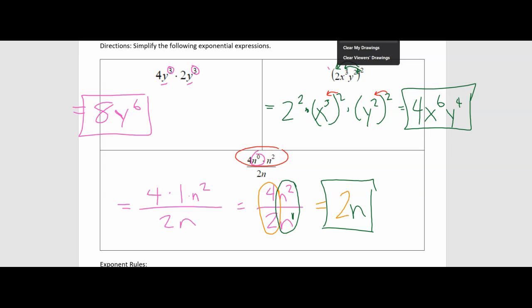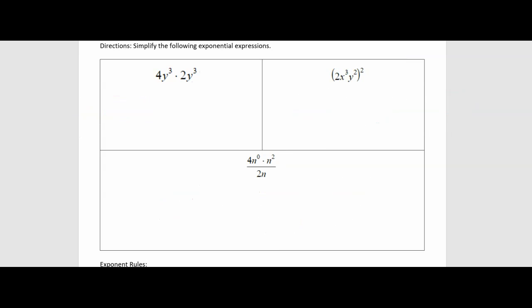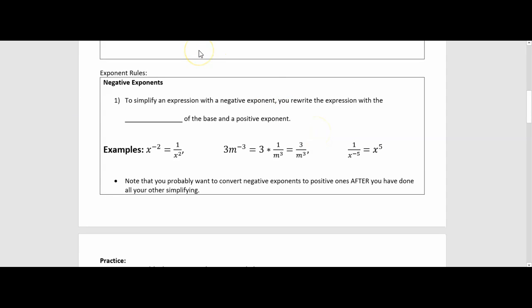Okay, let's go ahead and talk about negative exponents. So to simplify an expression with a negative exponent, you are going to rewrite the expression with the reciprocal of the base and a positive exponent. So let's take a look at the 3 examples here. First one, if I have x to the power of negative 2, well, I'm going to take the reciprocal of x, which is 1 over x, and make that exponent positive. So I'm going to get 1 over x squared.